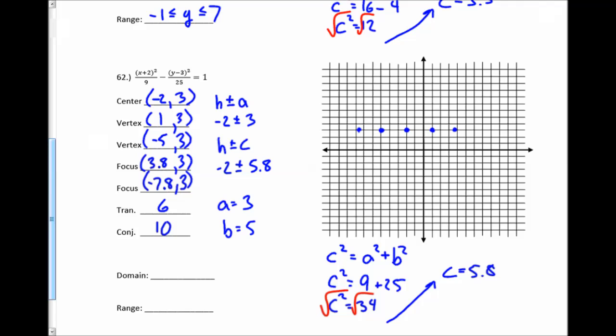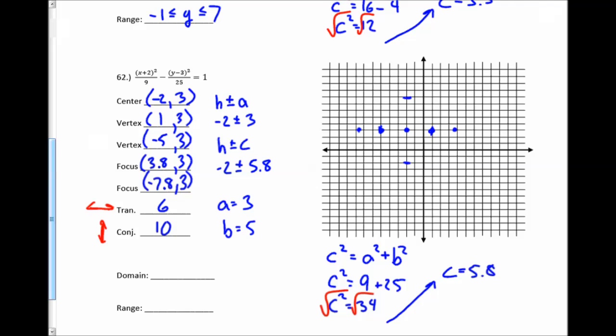And now my transverse and conjugate axis. The transverse axis, because this is horizontal, so my transverse should be horizontal. And really that should already be graphed as I count 3 in each direction. 1, 2, 3. I see that it lands me right here on my vertex. That is the endpoint of my transverse axis. So the transverse axis is already graphed right here with these values, my vertices. So don't lose track of those vertices in there. The conjugate axis will then run up and down, so I have to count 5 in each direction. I just put a little mark.